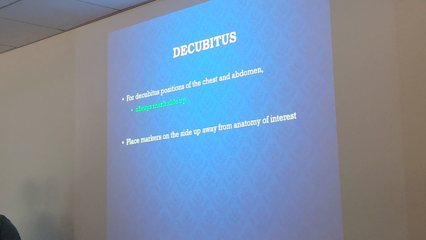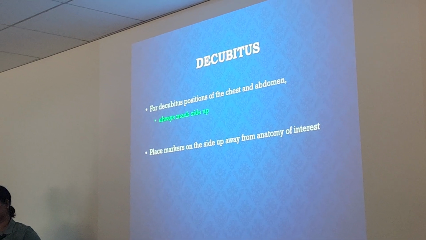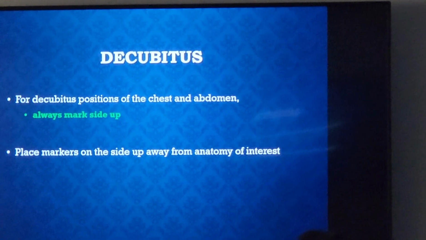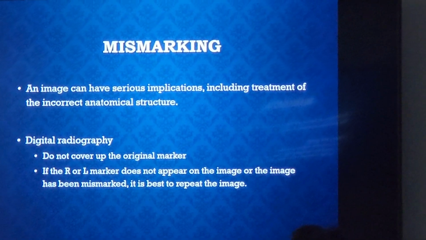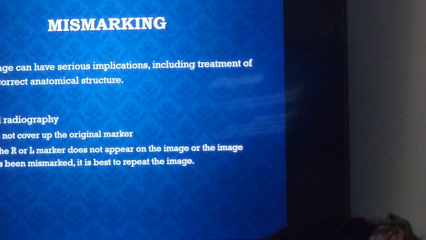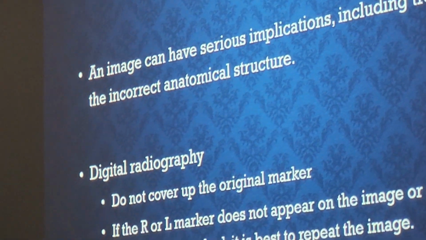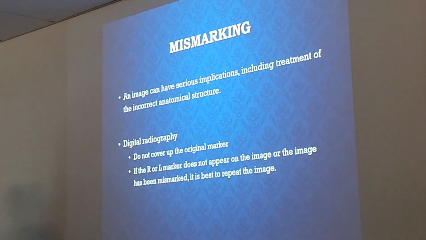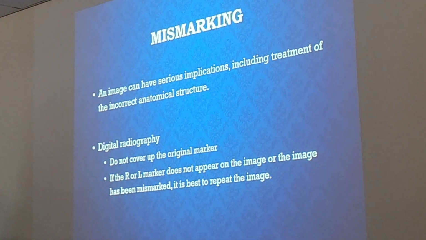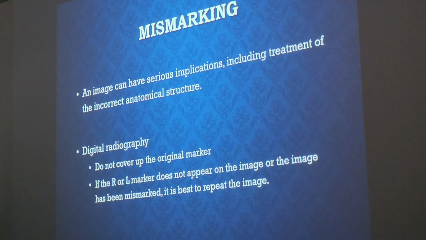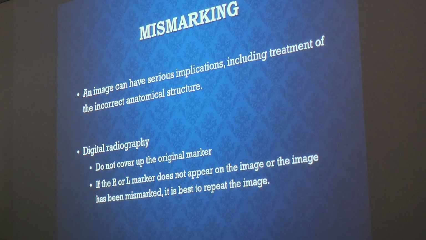So, rules for decubitus: always mark the side that's up. Place markers on the side up, away from the anatomy of interest. What is the big importance of correctly marking your images? Legal purposes, you don't want to be sued. What else? Because it might be flipped and you might not know what's going on. For the sake of the patient.